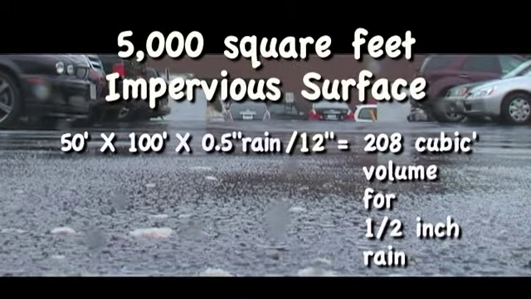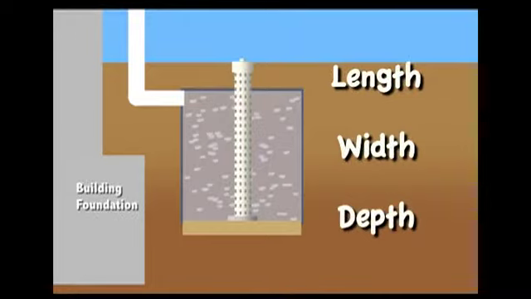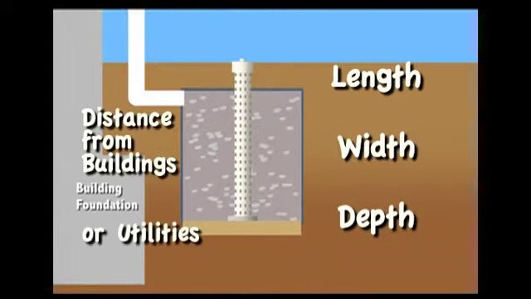The engineer would then propose a length, width, and depth for an infiltration device that can meet the other requirements for the site, such as distances from the building or other utilities.